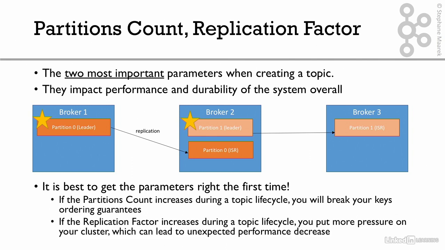Also, if the replication factor increases during the topic lifecycle, so we started with a replication factor of 2 right now, but then you increase it to 3, well, you're going to put more pressure on your cluster. And this can lead to instability or performance decrease because all of a sudden your brokers have to do more work. So it is super important to get these right the first time. Now you don't just guess and get it right. You guess and test it. But these are pointers to how you should guess.